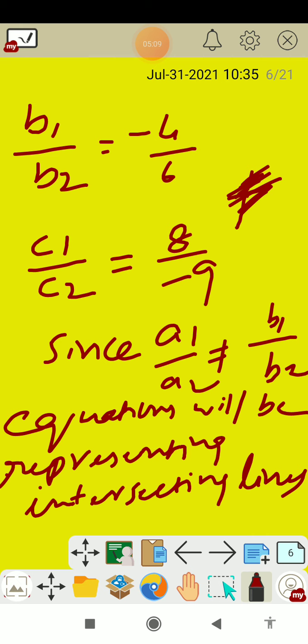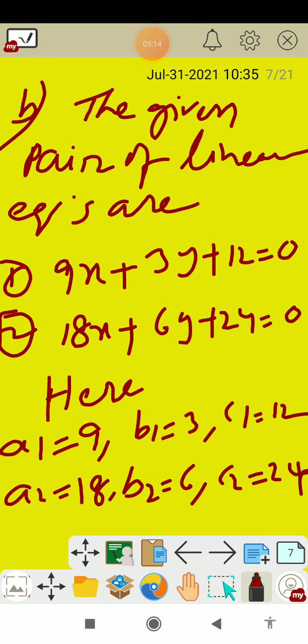Okay students, next, the second part. The given pair of linear equations are 9x plus 3y plus 12 equals 0, this is the first equation, and the second is 18x plus 6y plus 24 equals 0. According to the standard form, a1 is equal to 9, b1 is equal to 3, c1 is equal to 12, and for the second equation, a2 is equal to 18, b2 is equal to 6, and c2 is equal to 24.